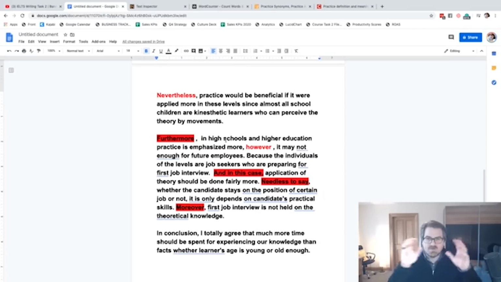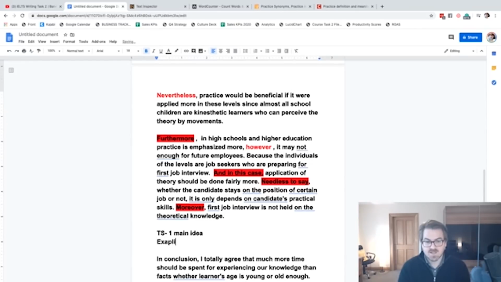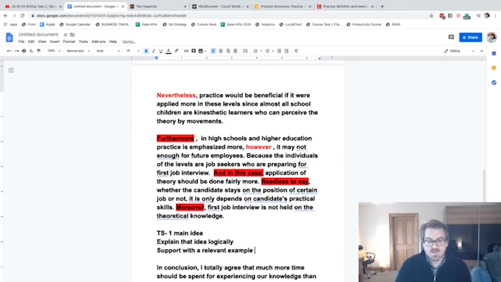So there's no one central topic in this paragraph. They're jumping around from topic to topic instead of just having one main idea, explaining that one main idea logically, and then having an example to support it. So your topic sentence, one main idea, and then explain that idea logically, and support with a relevant example. So it's one idea and you don't change in the paragraph, all right, instead of jumping around like this.